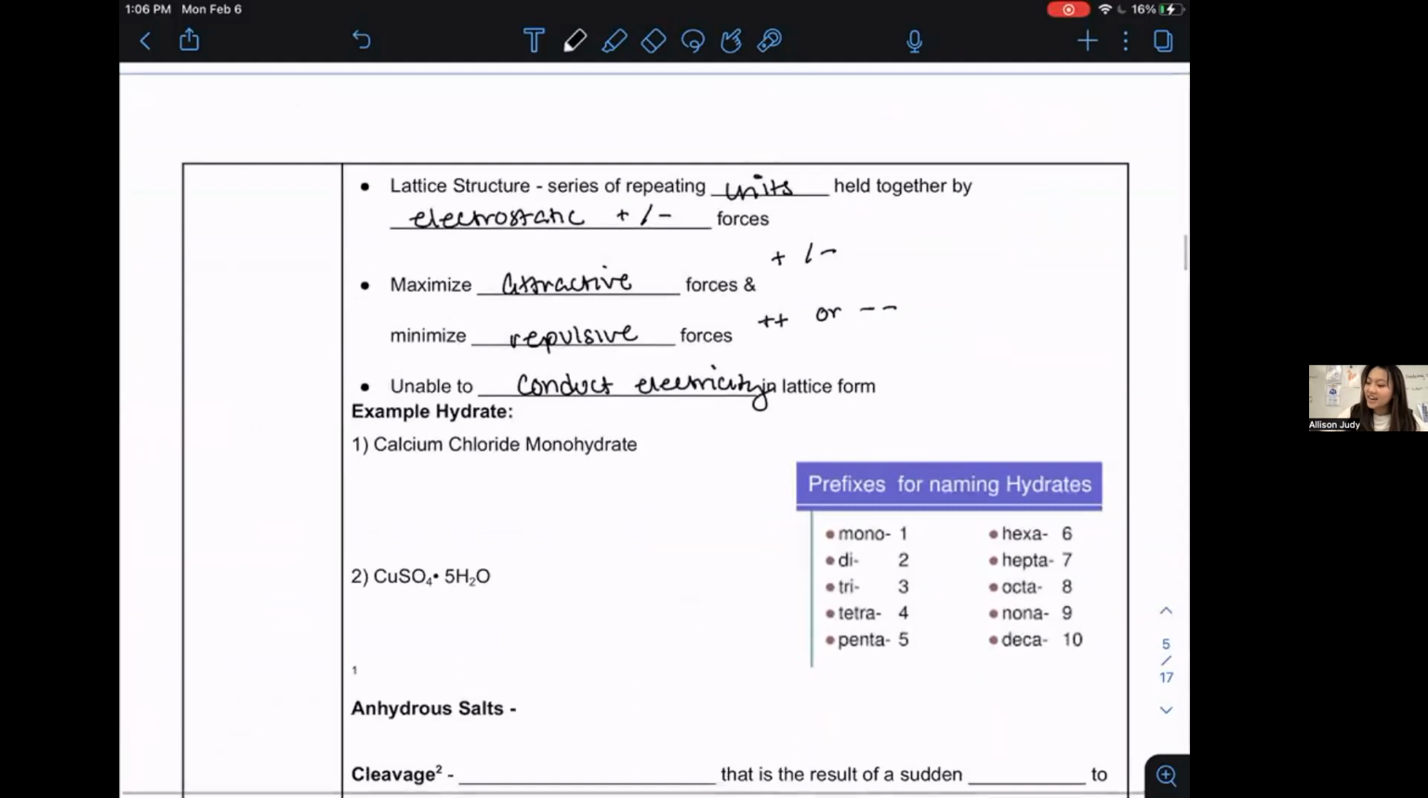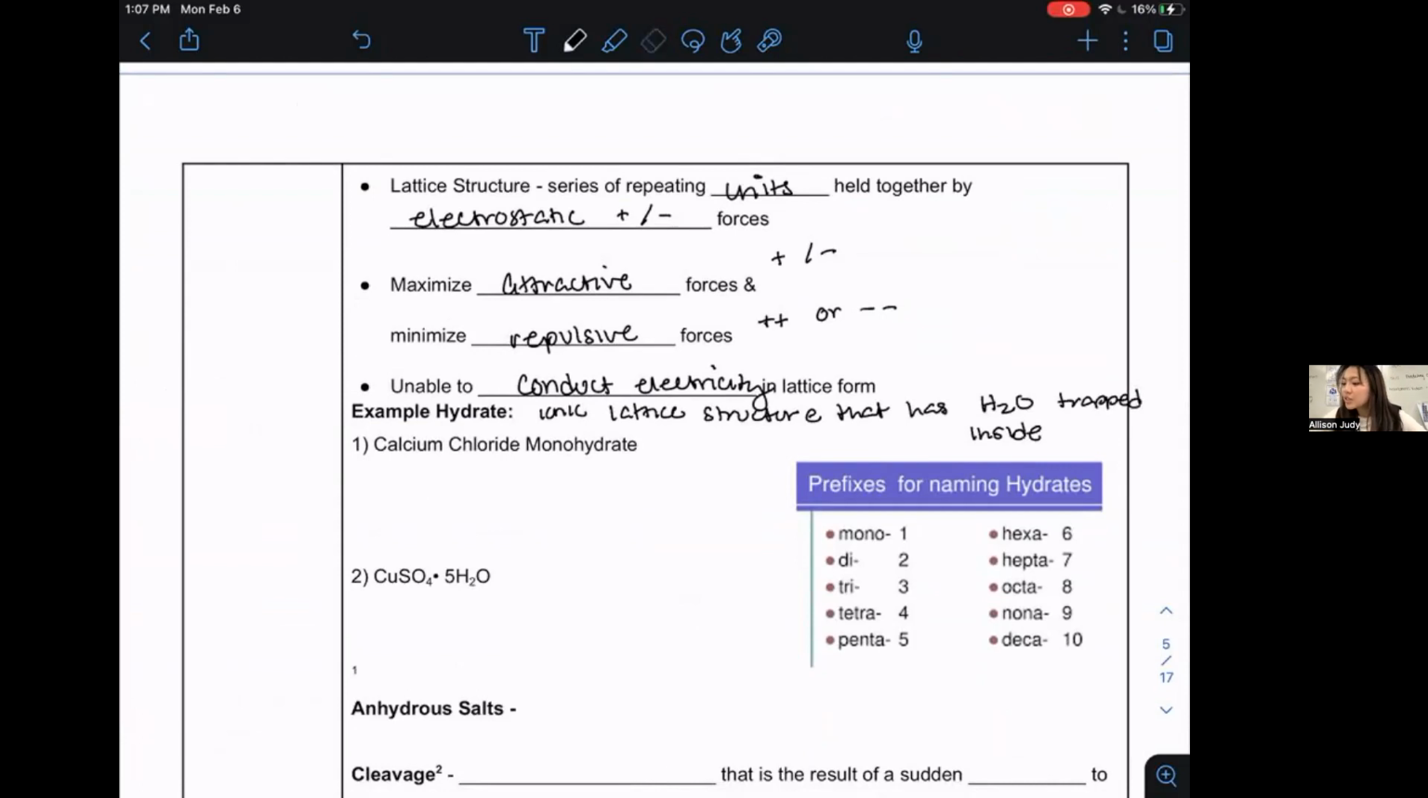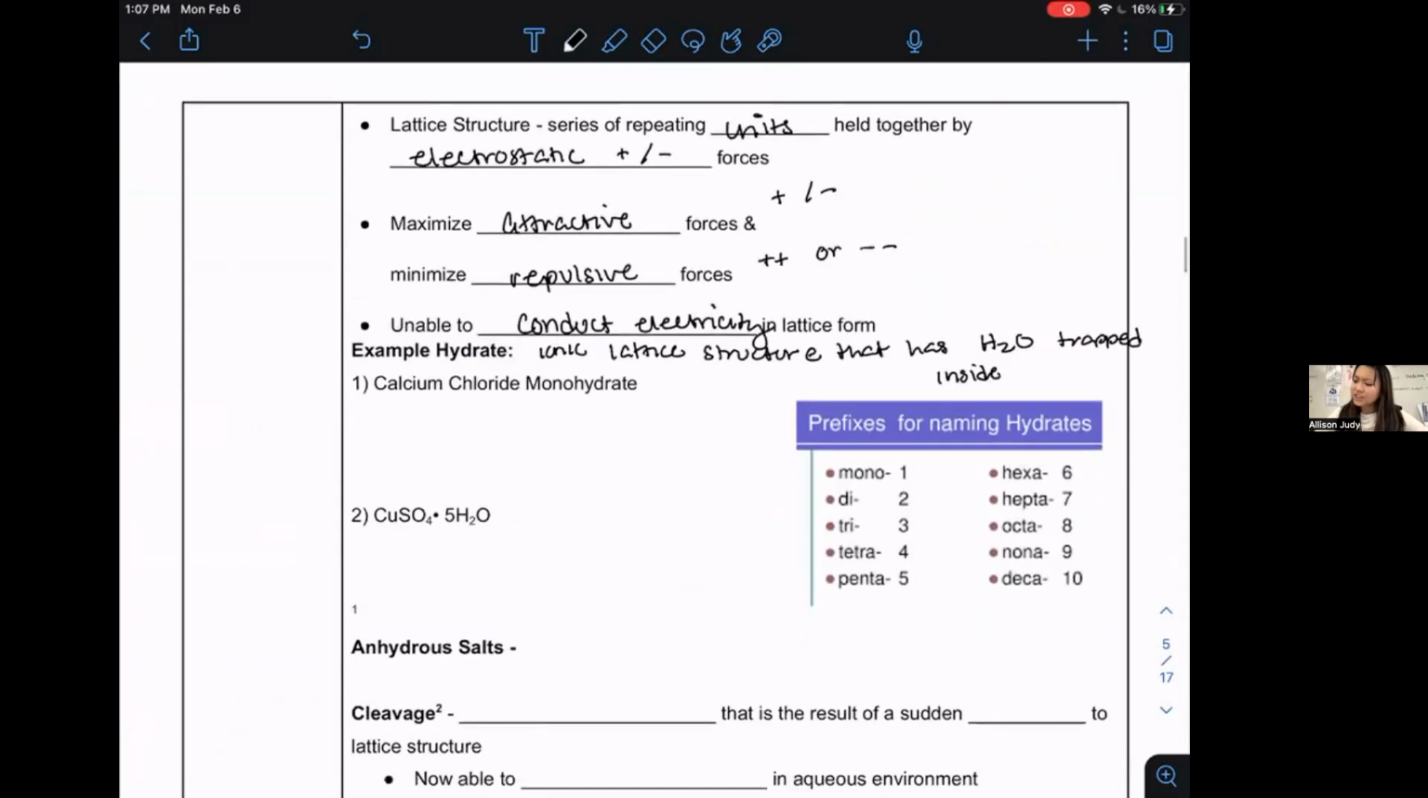So a hydrate is an ionic compound, an ionic lattice structure, solid, that has water molecules trapped inside. But it's still technically a solid. It's not enough water molecules to liquefy it. So we call it a hydrate.